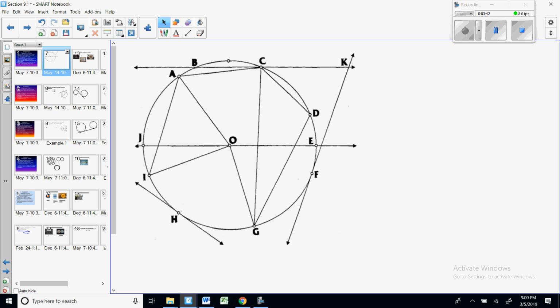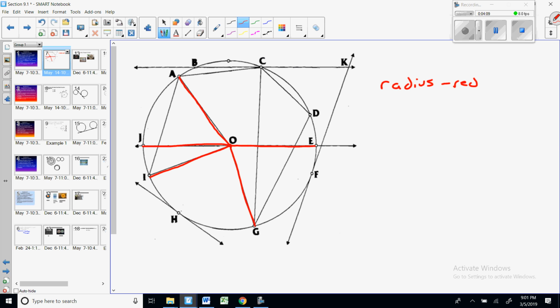Looking at parts of a circle. Okay, you have a circle here with a center O, and you can take a look at the different pieces and parts that we have to our circle. We're going to start with our radius, and the radius we're going to do in red. There are several different radii of the circle. We have a segment from A to O, a segment from J to O, from I to O, O to G, and O to E. Each one of those red segments coming from O are radii of the circle.